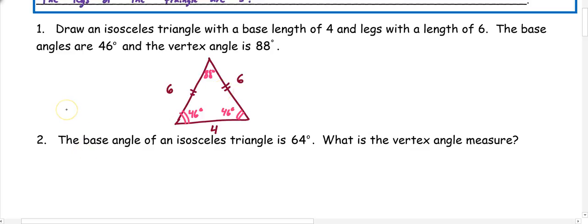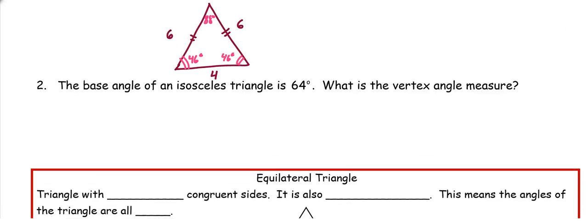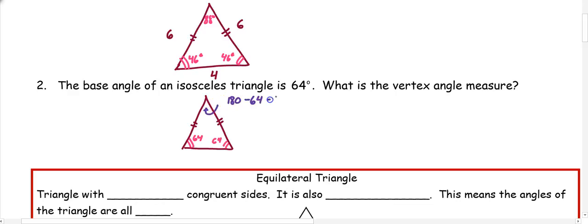Number two, the base angle of an isosceles triangle is 64. What is the vertex angle measure? So if I draw a picture with my triangle, I have my two congruent legs, which also means I have my two congruent base angles. So if it tells me one base angle is 64, they're actually both 64. So then to get our vertex angle, we're just going to subtract from 180. So 180 minus 64 is going to get us 52 degrees. So our vertex angle is 52 degrees.